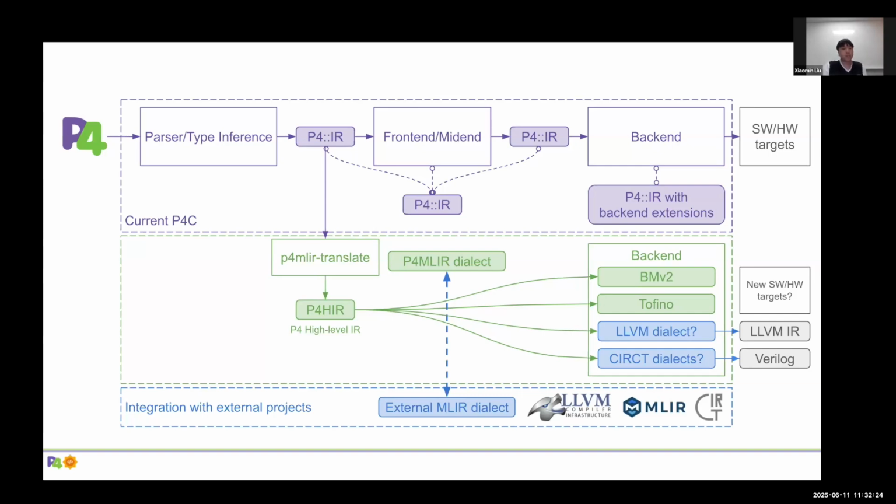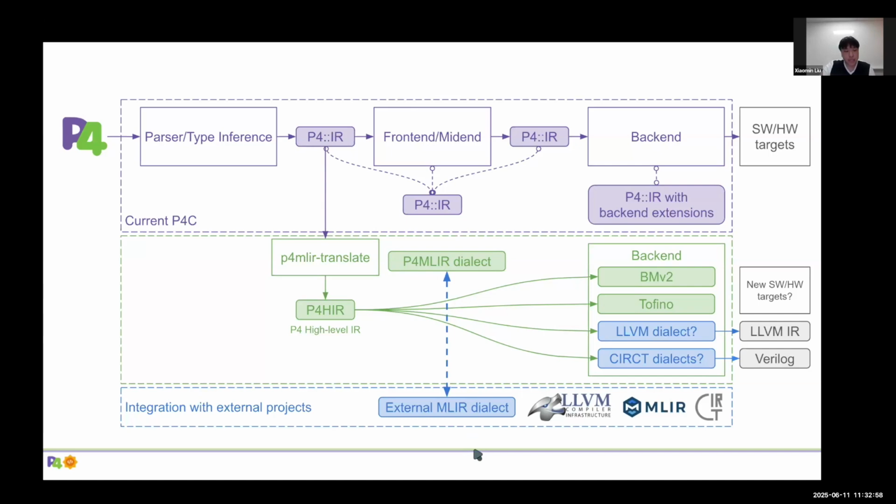We build something called P4 MLIR translate, which translates this P4 IR into our P4 HIR, which is our P4 high level IR dialect. And the goal here is, before, I should have drawn something here, sorry about that. But before doing all the arrows to the backend, we'd like to do something similar to what P4C does, and do a lot of the front end and mid end passes.